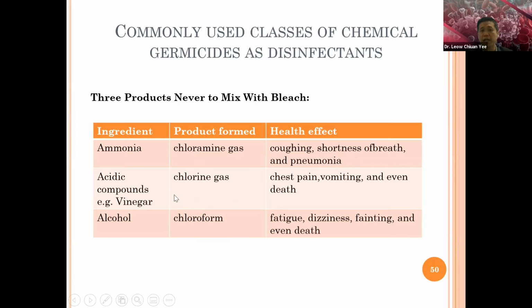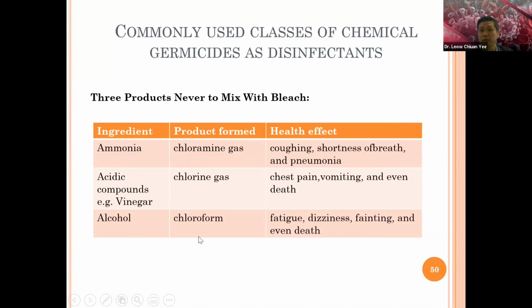And vinegar as well, being an acidic compound, should never be added to chlorine, because this will form chlorine gas. This will also cause chest pain, vomiting, or even death. And finally, never ever add any alcohol into bleach, because it forms chloroform. Chloroform will lead to fatigue, dizziness, fainting, and even death.